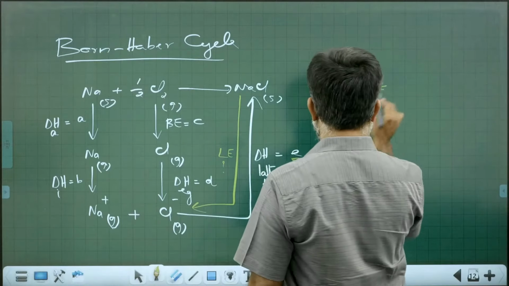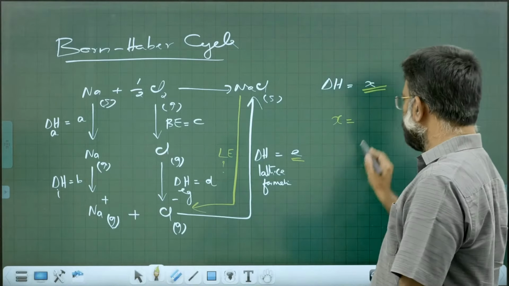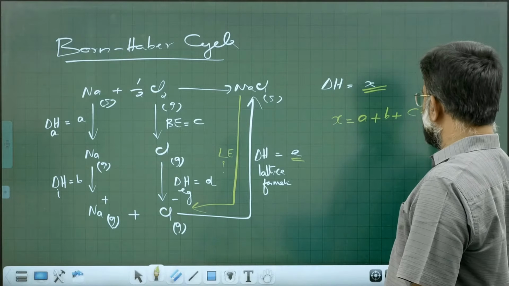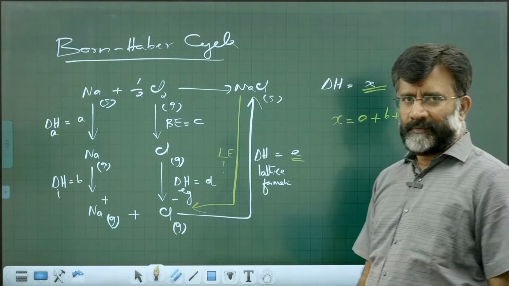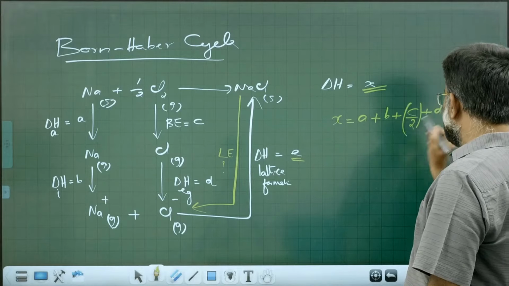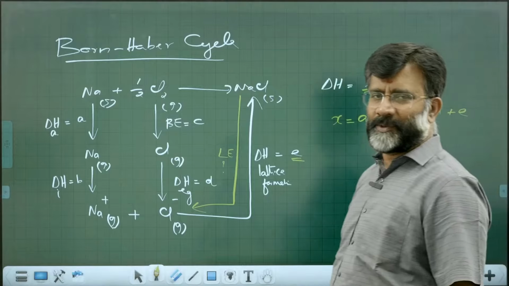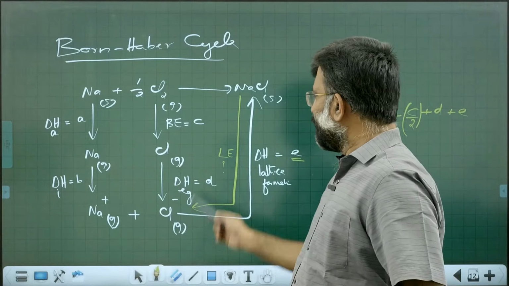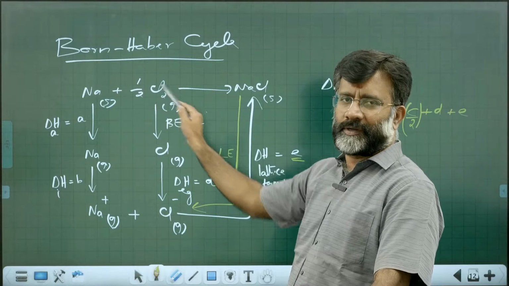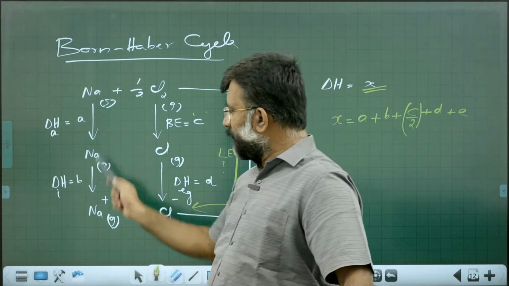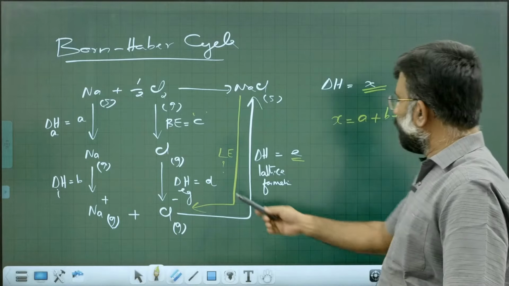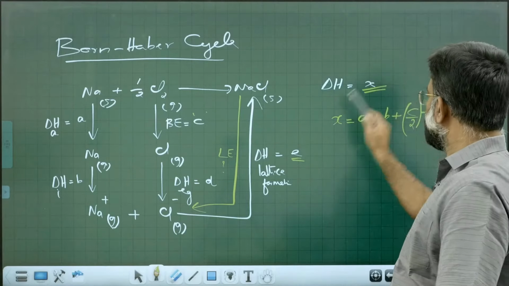The overall enthalpy X is equal to A plus B plus C plus D plus E, with a small correction: A plus B plus C by 2 plus D plus E. Why C by 2? This is bond enthalpy value C, kilojoule per mole. I have taken half mole chlorine. So it is A plus B plus C by 2 plus D plus E is equal to X.